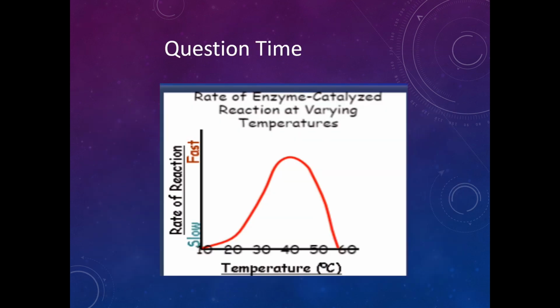Question time. If you have this graph in your exam and they ask you what is the optimal temperature for that enzyme, of that reaction specifically, you will go to the peak, the highest point, and go down, and it's actually before 40, maybe 38 or something.